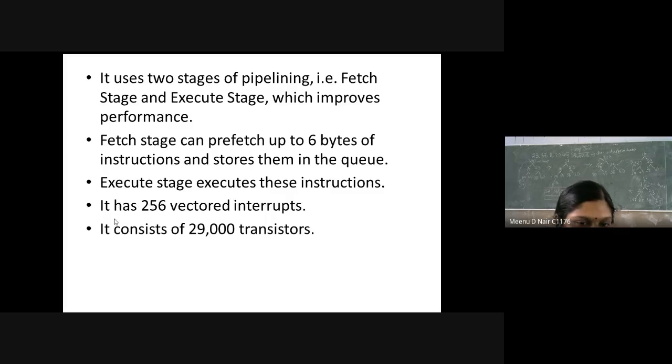So this is 256 vectored interrupts. We will see the interrupts later, and at that time we will study thoroughly what interrupts are. There are hardware interrupts, software interrupts, and different types of interrupts, so we will see each one by one. So these are the features.